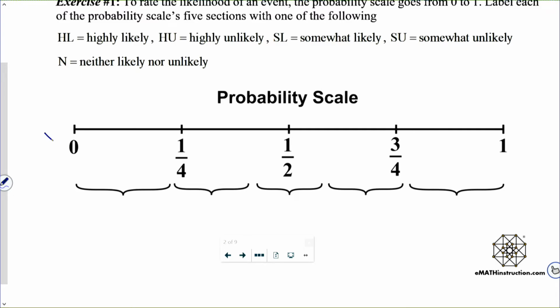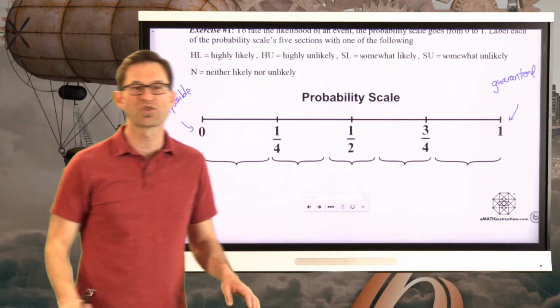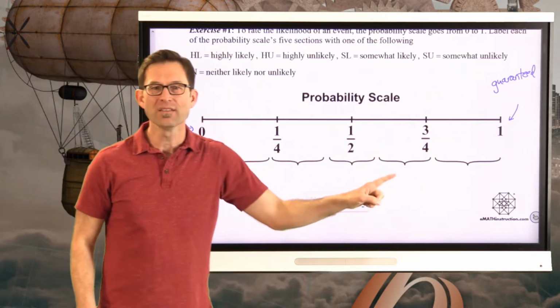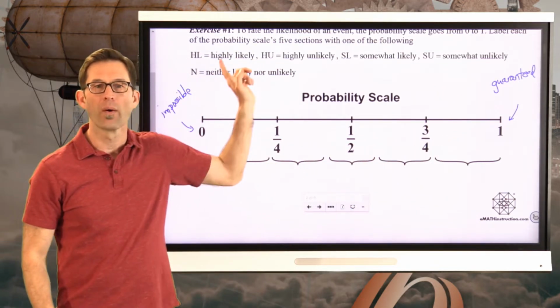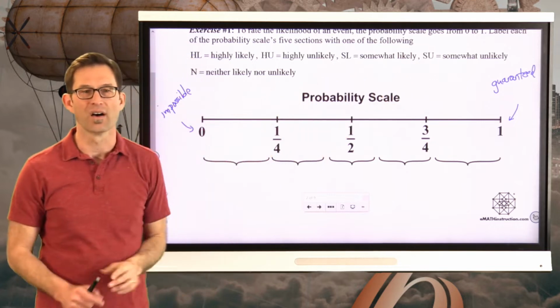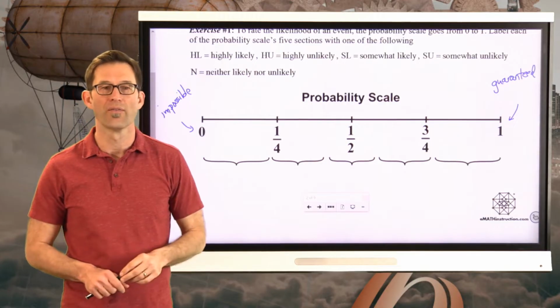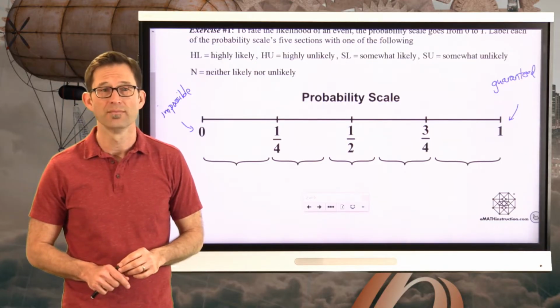So 0 basically means that something is impossible. And this little sucker right here means it's guaranteed. So those are our 2 extremes on our probability scale, from impossible to guaranteed. These little brackets down here are what I want you to label these things on. So why don't you pause the video now and tell me where you think each one of them goes.